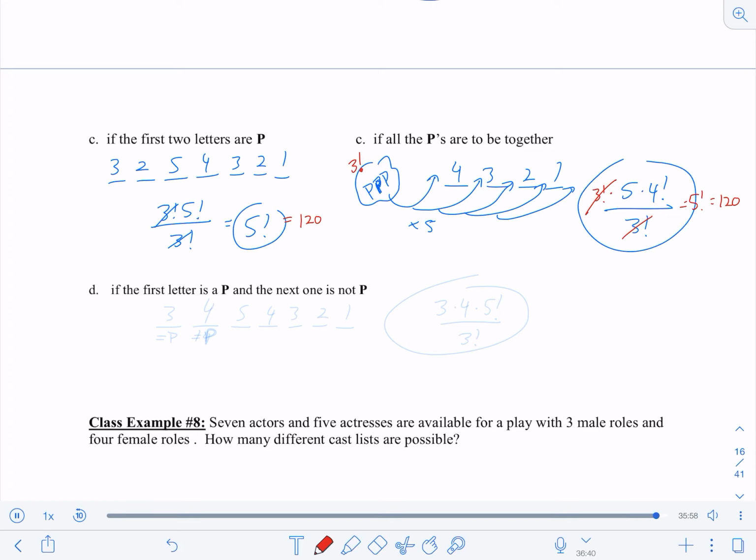Okay. Now, next one. First letter is a P, and the next one is not. So we have the first letter is a P. There's 3 ways. And then the next one's not a P, so there's 4 different choices there. And then after that, nothing really matters. We've used 2 letters, so 5, 4, 3, 2, and 1 for the remaining. And so we've got 3 times 4 times 5 factorial. And then don't forget to divide by 3 factorial as our answer. It needs to take account the number of P's.